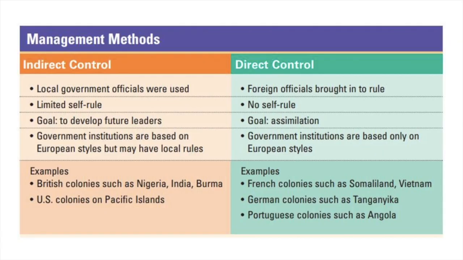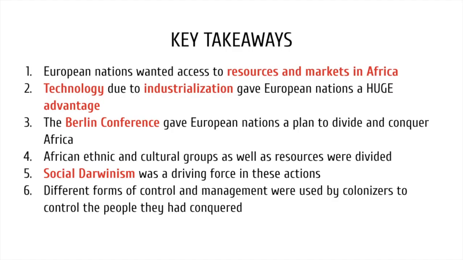Direct control is where the foreign nation comes in and brings in their own leaders and rulers and government officials. There is no longer any self-rule for the native people. The goal of a direct colony and direct control would be assimilation, right? We want to transform those people. Again, something we'll talk more about later. Europeans bring in their style of government, their style of society. So in places like Vietnam or Somaliland or in Angola, you're going to see a lot more hands-on direct control by European colonizers.